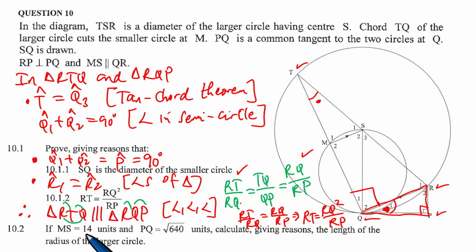10.2: MS is 14 units, and PQ is the square root of 640 units. Calculate, giving reasons, the length of the radius of the larger circle. We want the radius of the larger circle, the distance from the center to the circumference, like TS or SR or SQ, etc. We want to find those. Let's look at that.